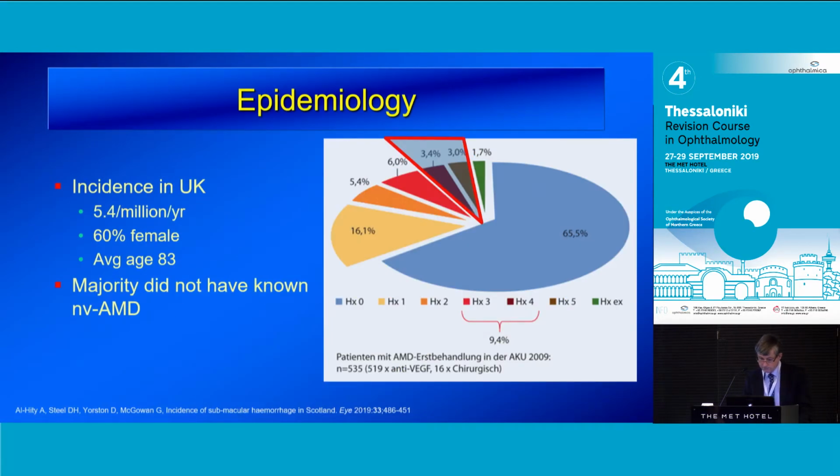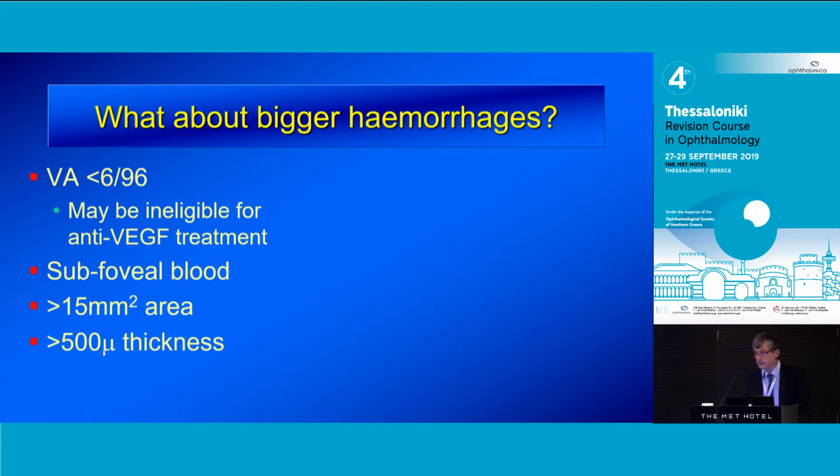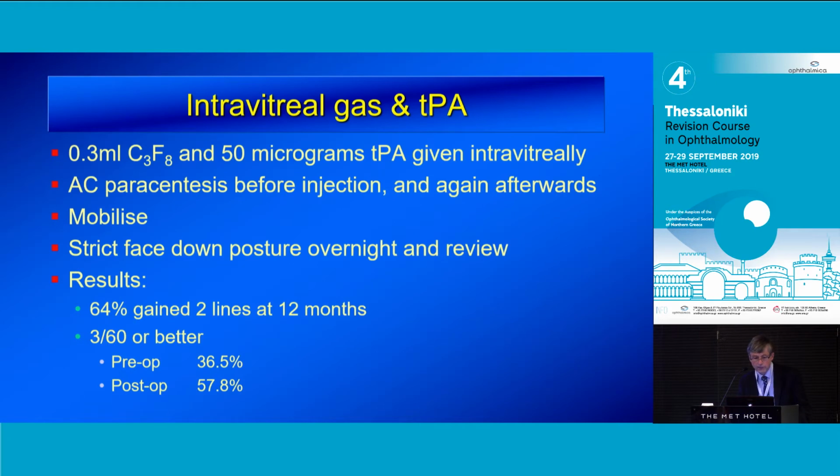What about the bigger hemorrhages? These tend to have 6/96 vision or worse, in which case in the UK they wouldn't be eligible for anti-VEGF treatment. There's blood actually under the fovea, not just near the fovea, and they're often more than 15 square millimeters in area with more than 500 microns of thickness. These are bigger hemorrhages, and your options there are either intravitreal gas with TPA to displace the hemorrhage, or a vitrectomy and subretinal TPA in order to move the hemorrhage even more.